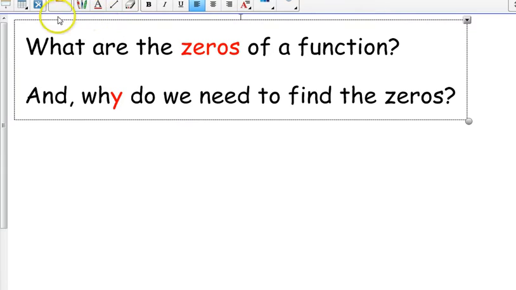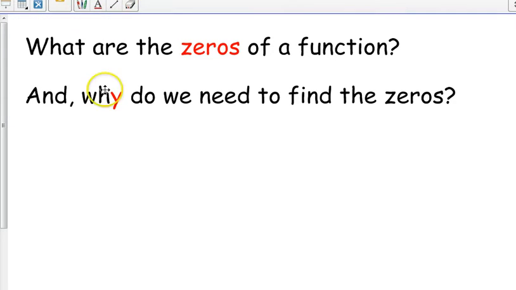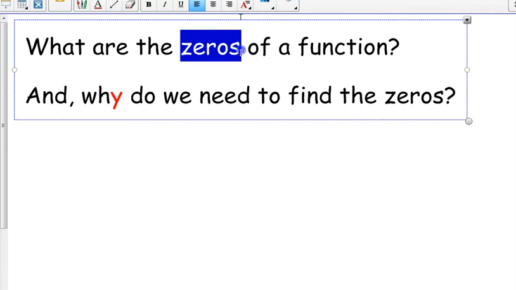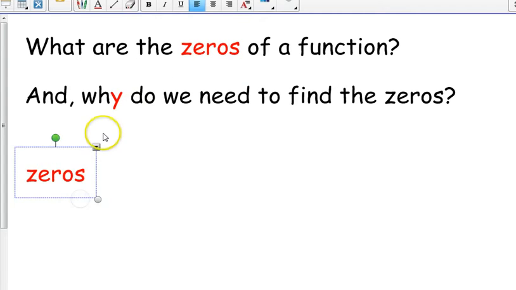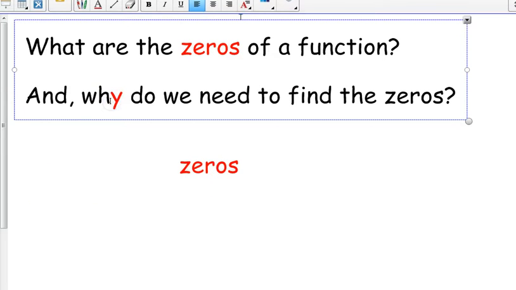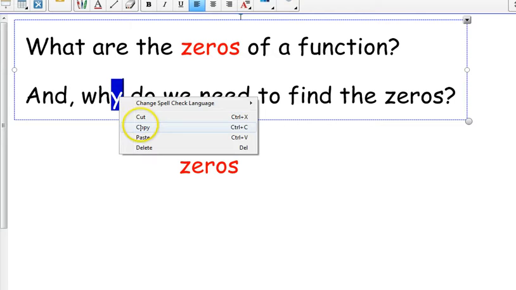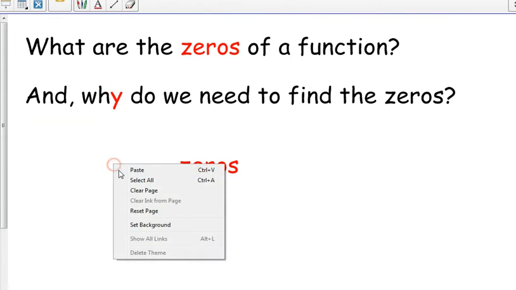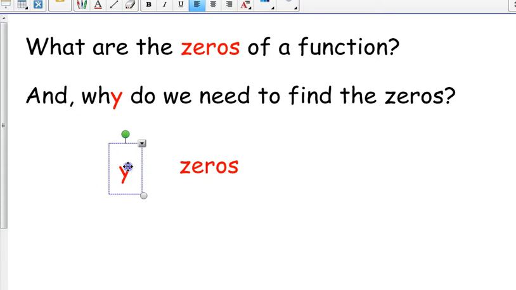And what I'm going to do is see if I can do this really quickly here. So notice I made the word zeros red, and also in Y, I made the letter Y red as well. And the reason is that the zeros of a function are the places where the Y values are equal to 0. So that's what you're looking for when you're asked to find the zeros.